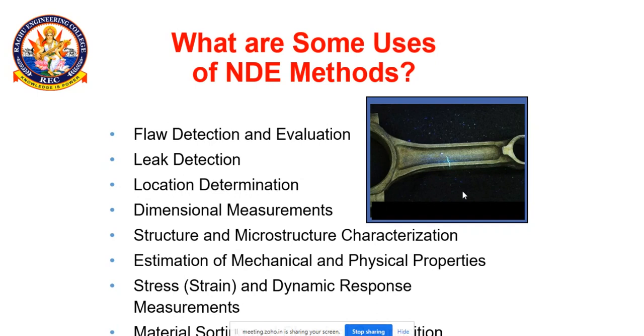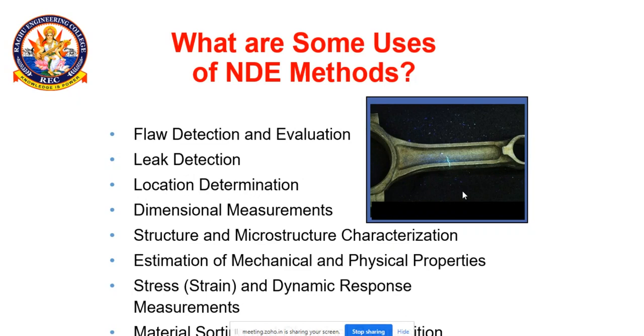And the next one is leak detection. Leak detection is generally used to find out the leaks in tanks, like petrochemical tanks, petroleum tanks, milk tanks, and kerosene carrying tanks. These are all the tanks, and boilers also, that we are going to test with this leak test.